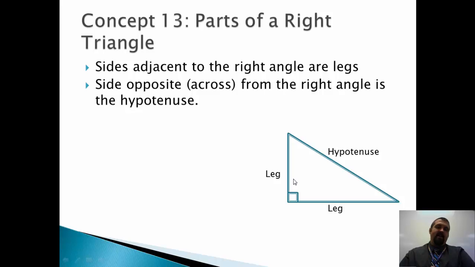So, the parts of a right triangle: the sides adjacent to the right angle are called the legs. The side opposite, or across from, the right angle is the hypotenuse. So if I look here, this side and this side are the legs because they're adjacent to the right angle. The hypotenuse is across from it. You need to know these. If you can't identify the parts, it's going to be wrong.